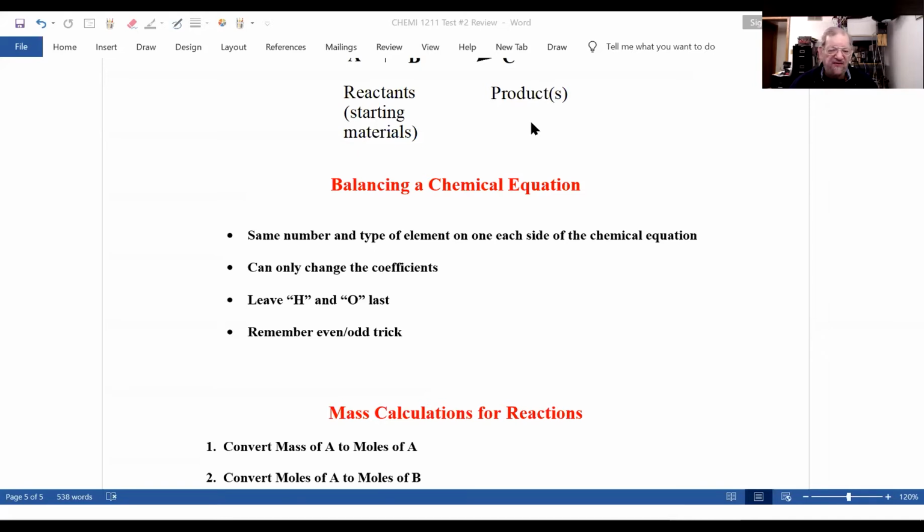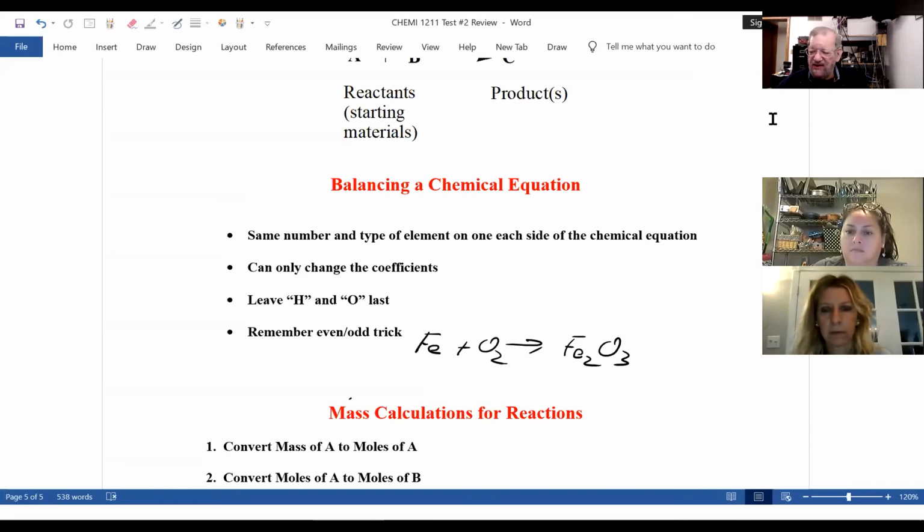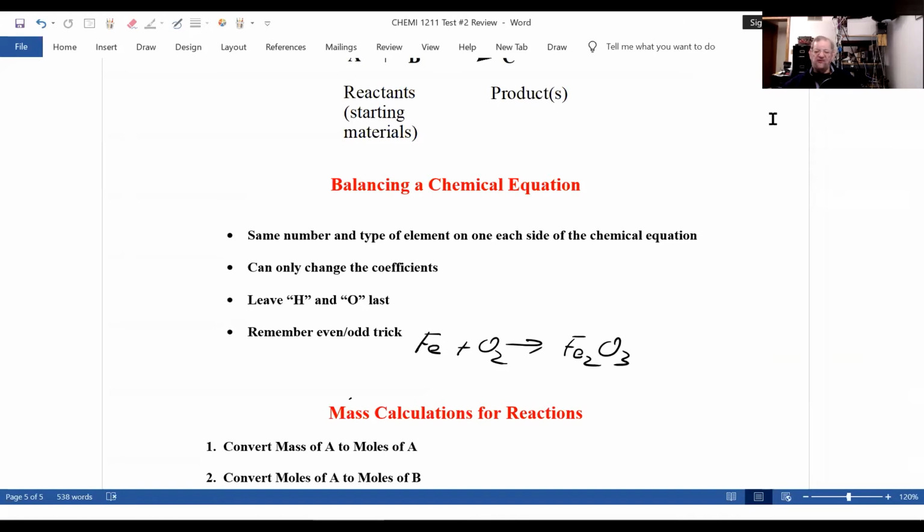All right, what's the even odd trick? All right, let's do one real quick. Everybody see the reaction I just wrote on the whiteboard? Now, you notice on this side, I have 2 oxygen. On this side, I have 3. There's no way I can multiply a whole number, the coefficient, times 3 to get 2, and I can't multiply a whole number times 2 to get 3. So the trick is, what number do these both go into? Multiply them, 6. So if I want 6 oxygen here, what do I put? A 3 there. If I want 6 oxygen here, I'll put a 2 there.